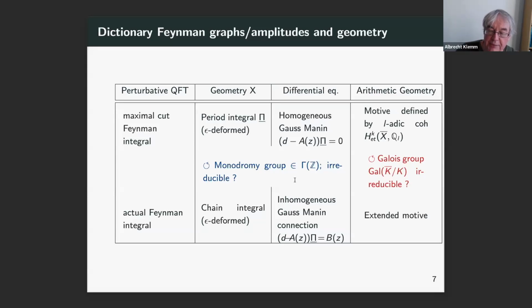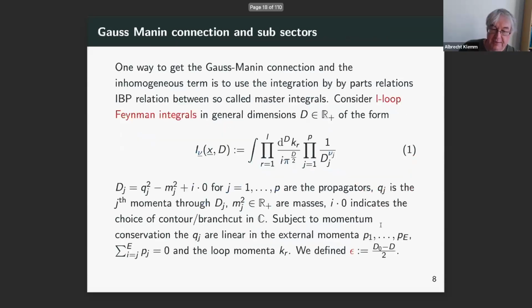What's more relevant is the monodromy group, the question whether the monodromy group is irreducible, how you find monodromy bases that are integer, and similar things that we have often considered in string theory. Then if you go to the last line, instead of a period integral, you get a chain integral, also epsilon deformed. Eventually, you get an inhomogeneous Gauss-Manin connection, and from the point of view of the motive, you would get an extension of this motive. So that is more or less a little roadmap to what are the physical demands and what are the mathematical structures that maybe will solve these demands.